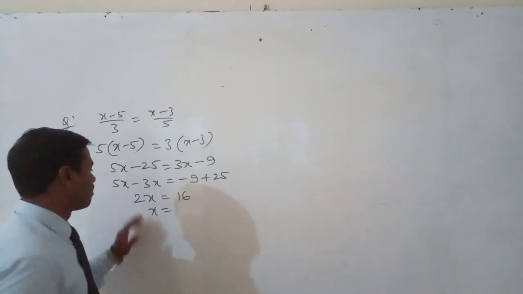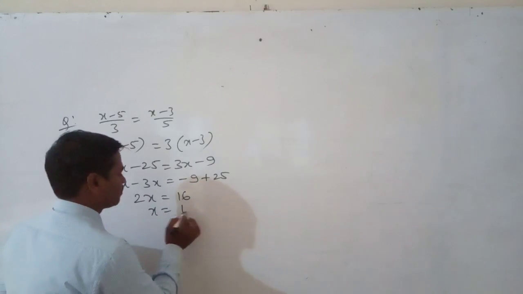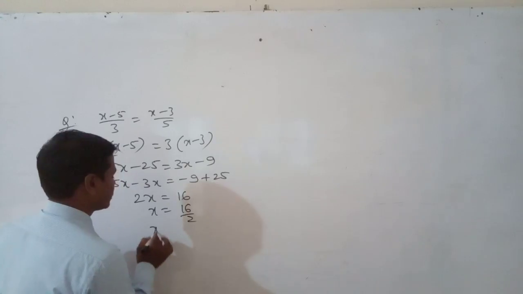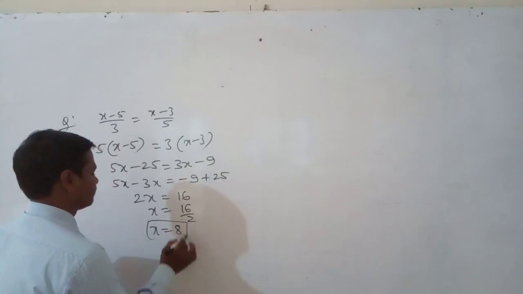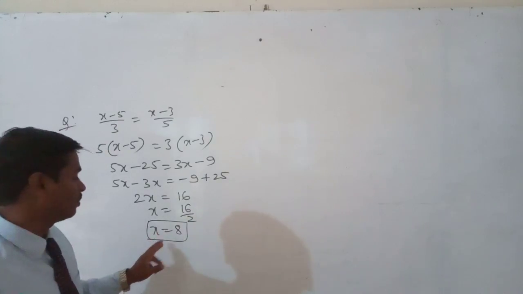x equal to... multiplication will become division. 16 divided by 2. 16 divided by 2 is 8. x equal to 8.